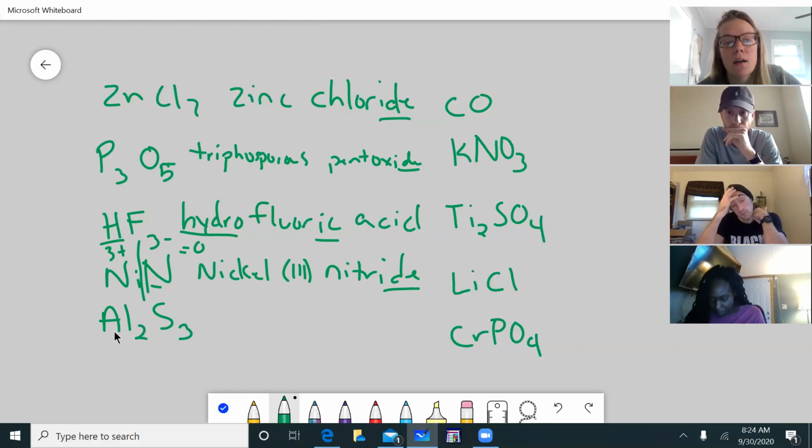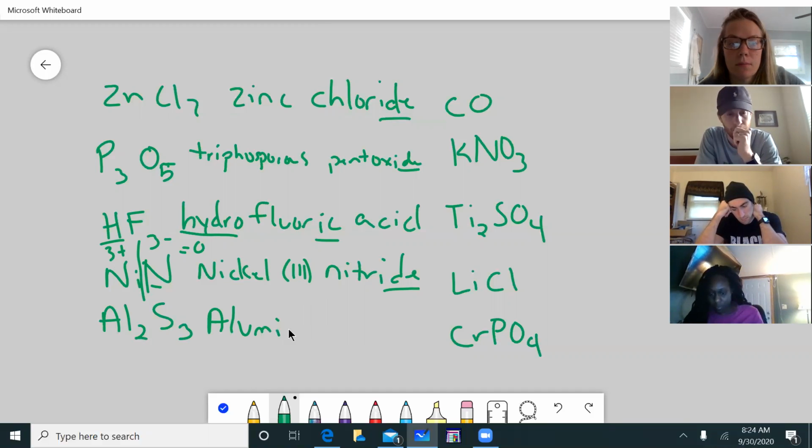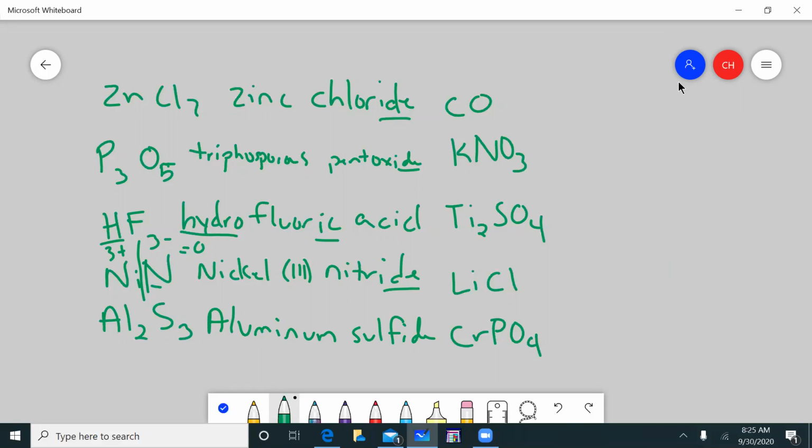This thing here, aluminum is a metal, sulfur non-metal. Aluminum has a predictable charge. So this is quite an easy one. I just call it aluminum sulfide. Over here, I've got carbon and oxygen, two nonmetals, so I'm going to use prefixes. I can drop mono on the first one, so this is going to be carbon monoxide.